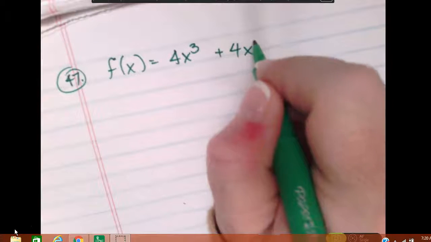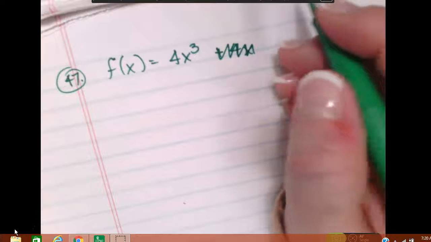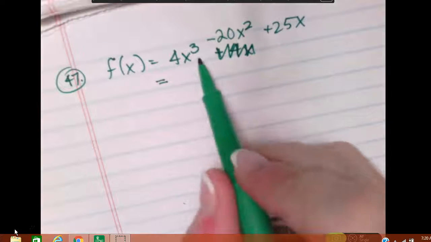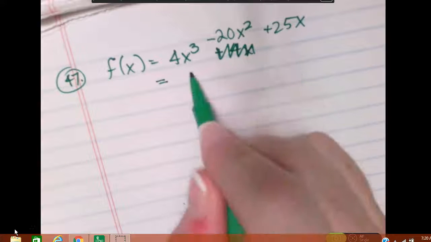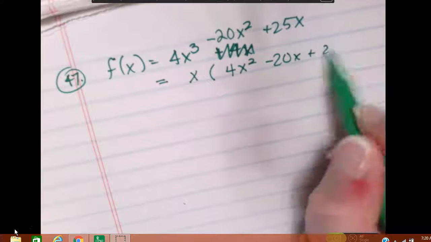In number 47, the directions say same directions. So let's go ahead and get it on the screen. At number 47, we've got 4x cubed plus 4x squared. No, that's problem 46. Sorry, 4x cubed minus 20x squared plus 25x. I'm not asking you to do anything with a cubic yet because the x factors out. So 4x squared minus 20x plus 25.